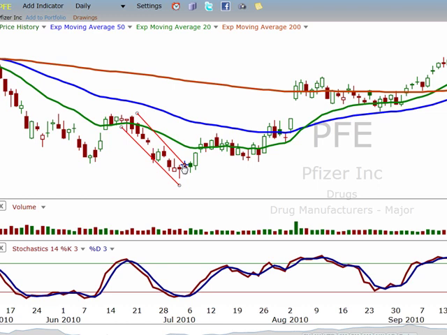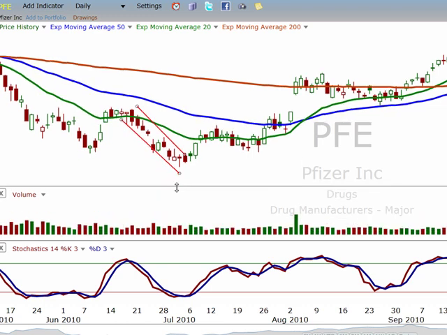But I don't necessarily go with the textbook examples. A lot of times what I'm looking for is a stochastic that's trading below the 20, and I'm looking at a lot of things. We see these green bars. I like to see buyers coming into the market. I like to see a lot of things like that.